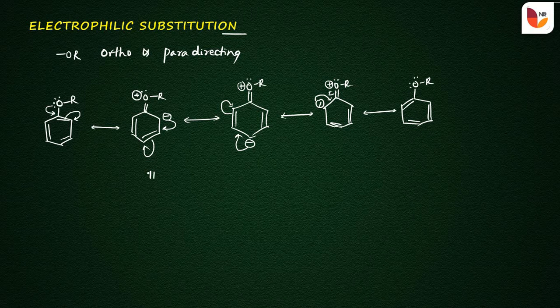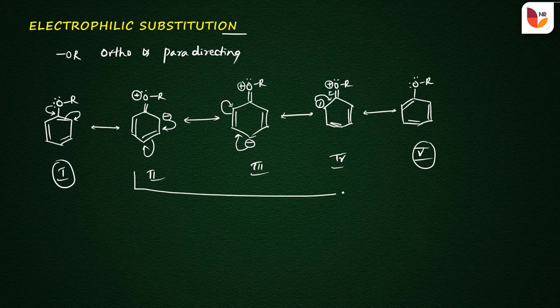So numbering the structures 1, 2, 3, 4, and 5, the first structure and the fifth structure are similar. The difference is the position of the double bonds. And the resonance structures, that is the second, third, and fourth structures, have a negative charge at the ortho and para positions.